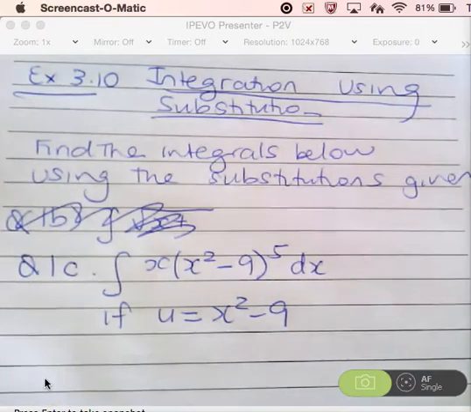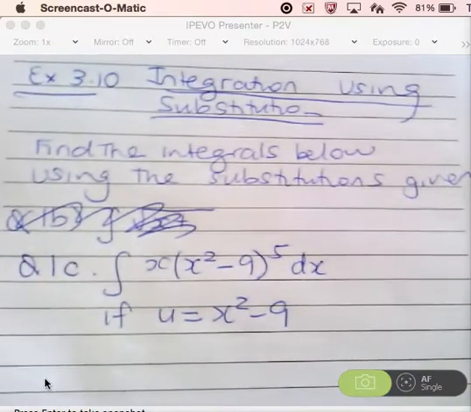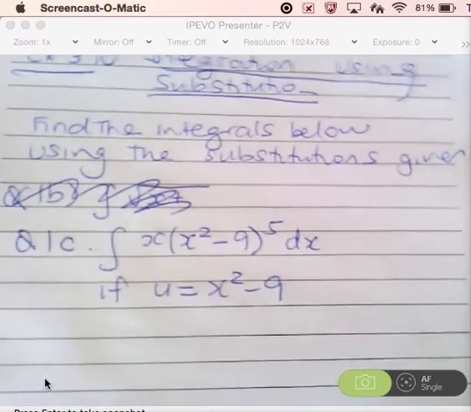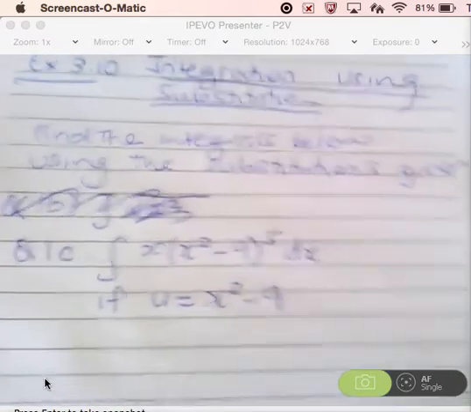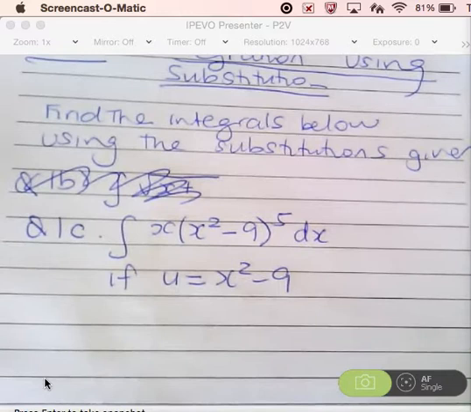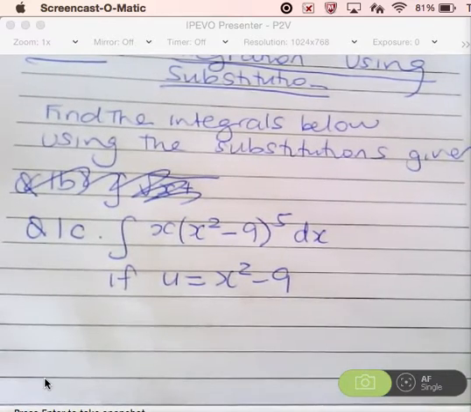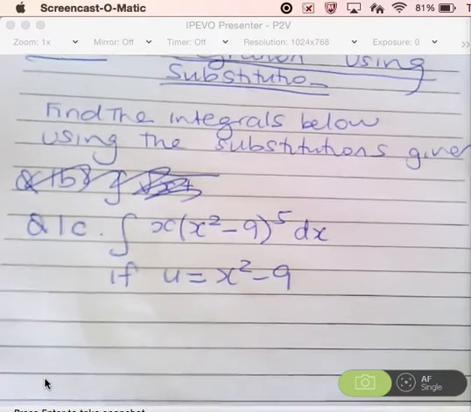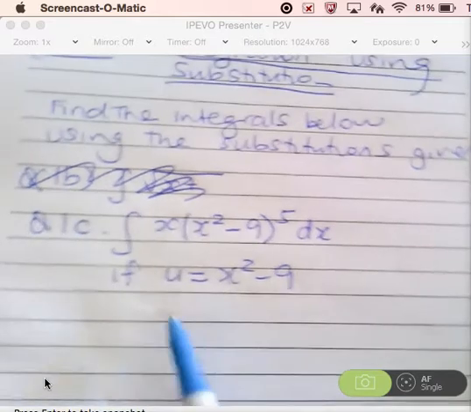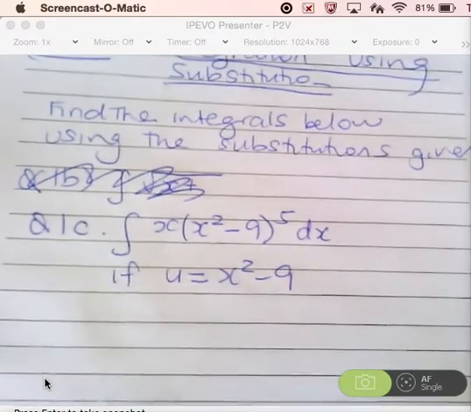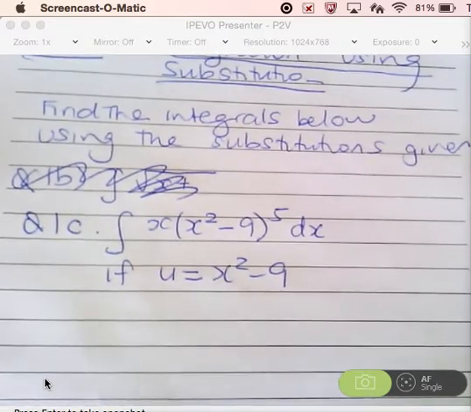Okay, this is exercise 3.10, integration using substitution. First question is to find the integrals below using the substitutions given. We're first looking at question 1c, and that question is integrate x times (x squared minus 9) to the power of 5 dx if you're given the substitution that u is equal to x squared minus 9.